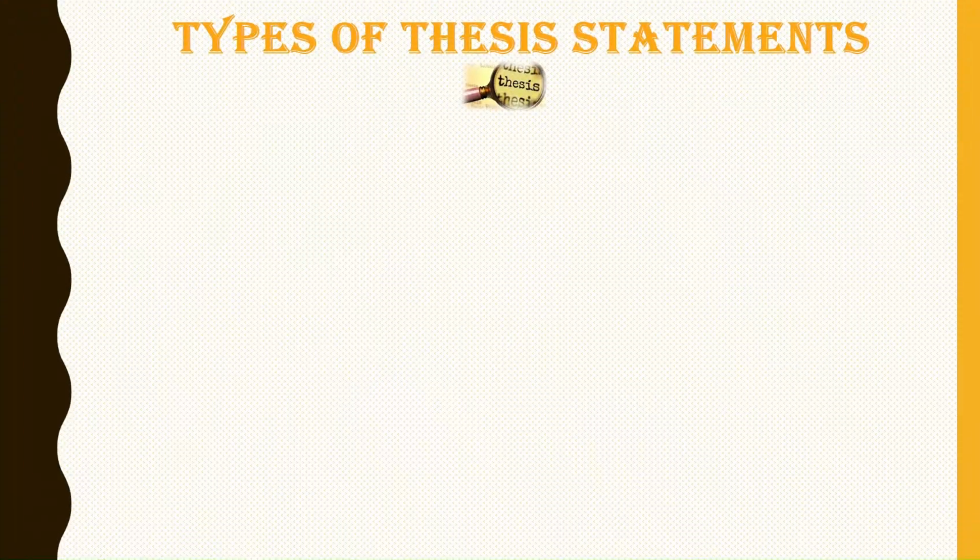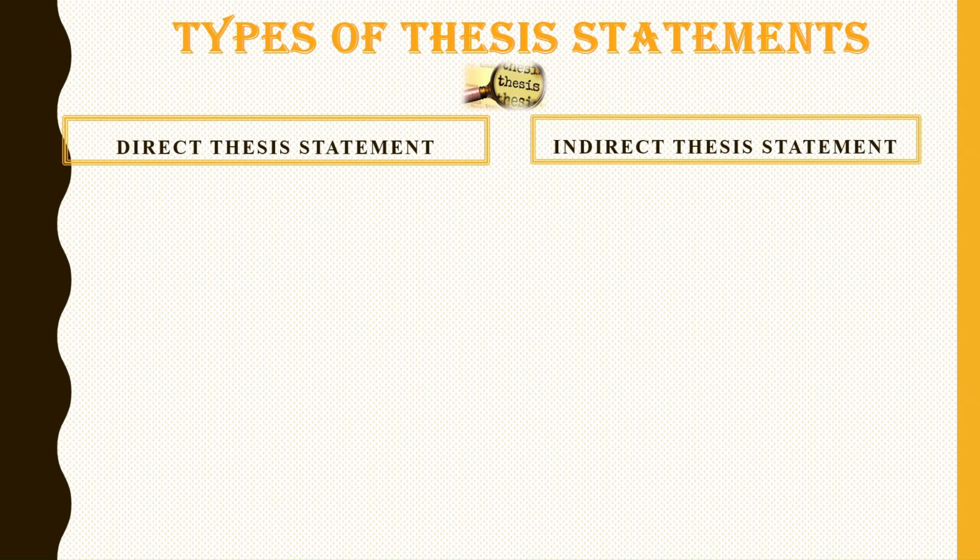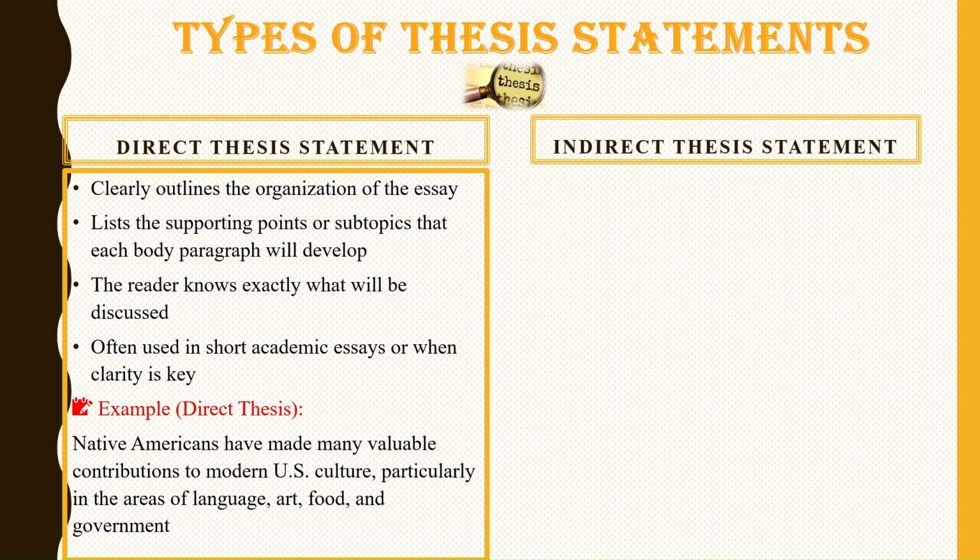Now let's explore the two main types of thesis statements you can use in academic writing: direct thesis statement and indirect thesis statement. A direct thesis statement clearly outlines your main ideas and the structure of the essay. For example, Native Americans have made many valuable contributions to modern U.S. culture, particularly in the areas of language, art, food, and government. This lets the reader know exactly what will be discussed.